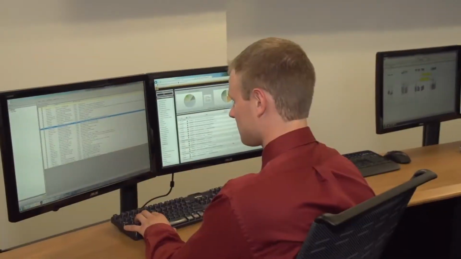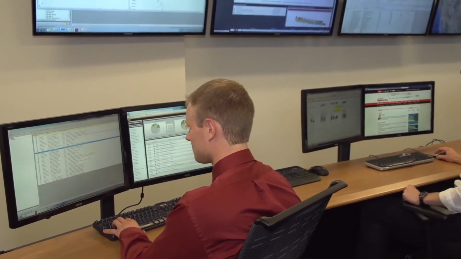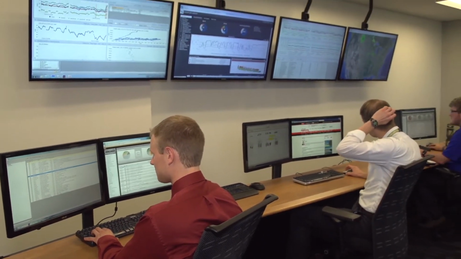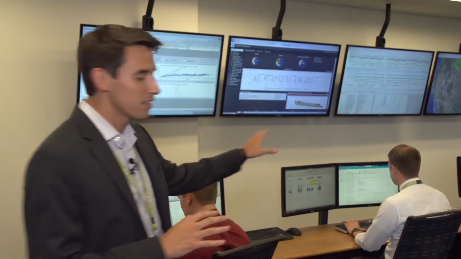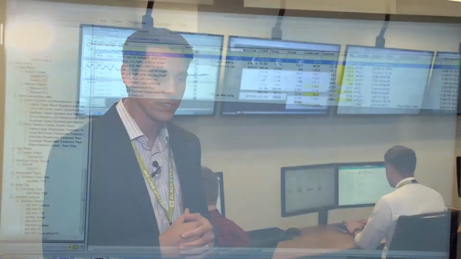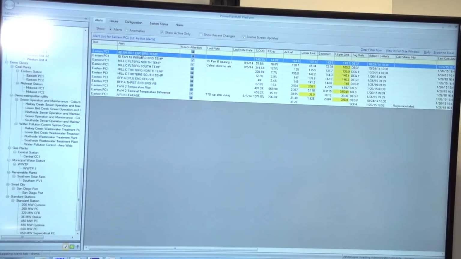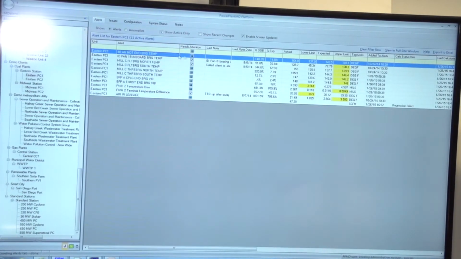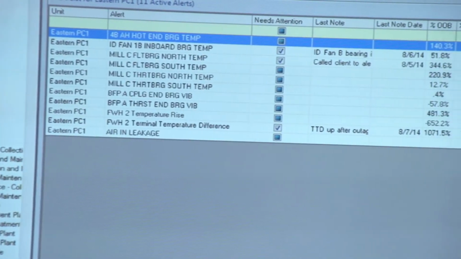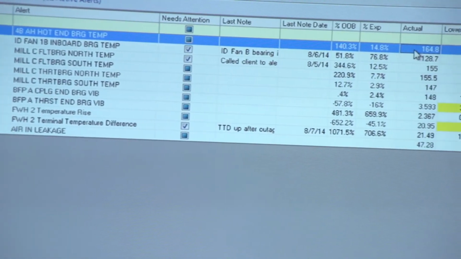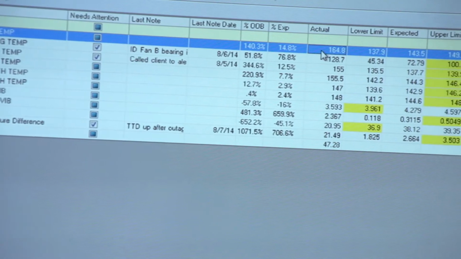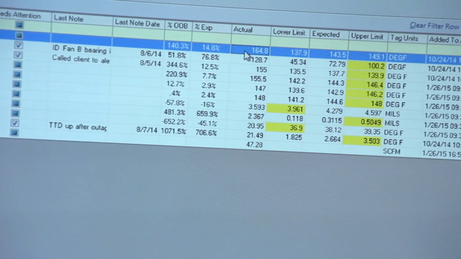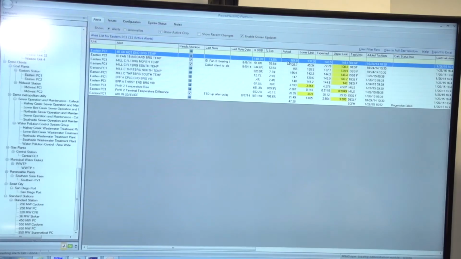Now we're here at the Asset 360 Monitoring Center, where we're monitoring over 100 power plants, up to 30 gigawatts of generation. We've got a team of engineers looking through our advanced pattern recognition models. We've got all of our clients here on the left-hand side, and right now this top one, air heater hot end bearing temp, is alerting high. The upper limit's 149 Fahrenheit, but it's alerting at 164.